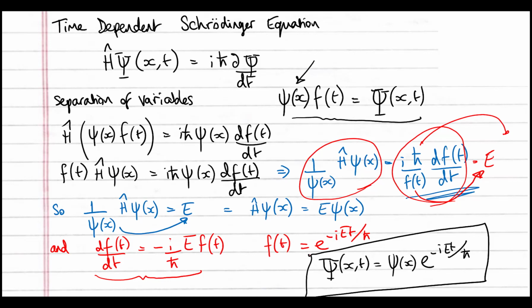So those are just some notes there on the time-dependent Schrodinger equation that ties up all the loose ends from chapter 4.